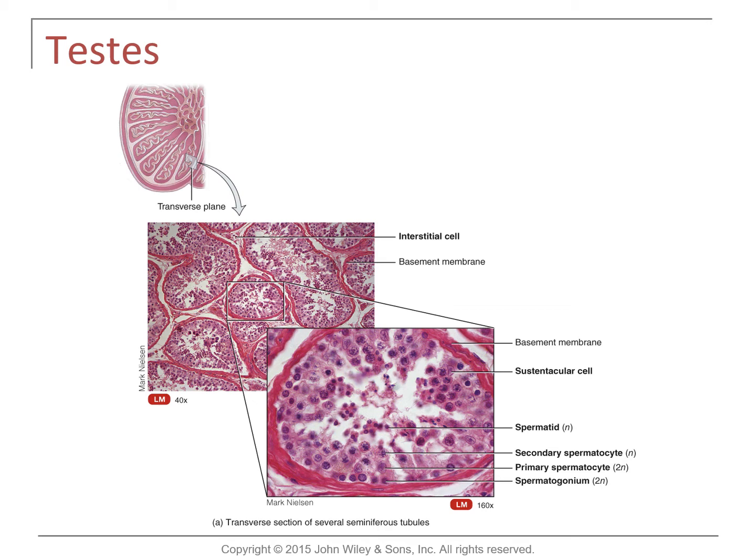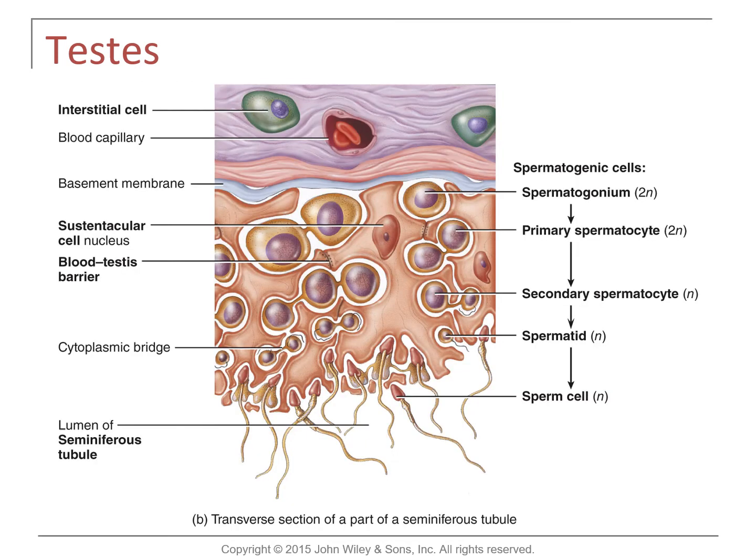The basement membrane surrounds each seminiferous tubule, and superficial to that, between the seminiferous tubules would be the interstitial cells that produce testosterone under the influence of luteinizing hormone. Here we have a transverse section of a part of a seminiferous tubule.